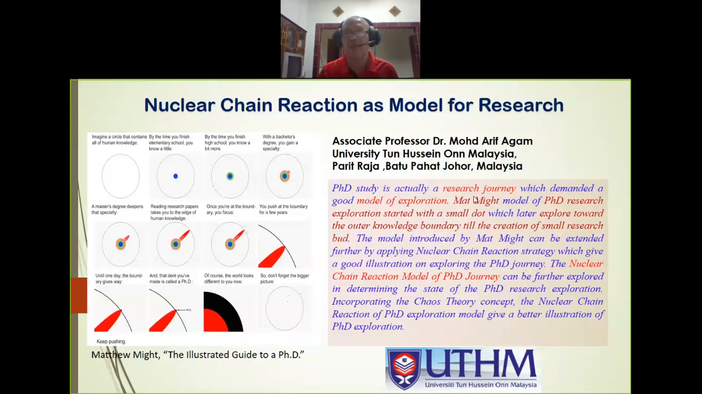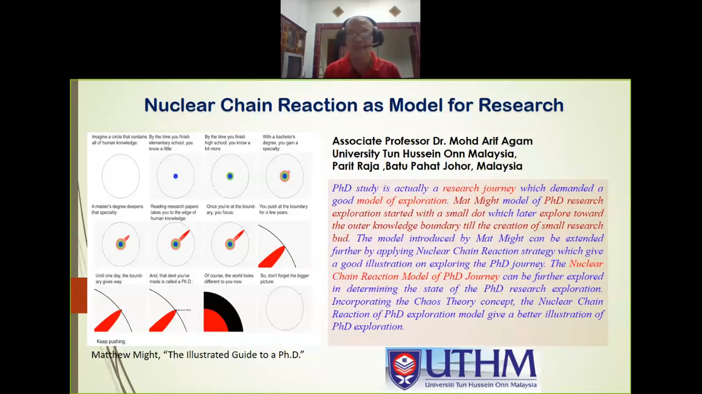PhD is actually a research journey which demands a good model of exploration. So that might give you some kind of idea of how to explore things. And that model started with a small dot, which later explored toward the outer knowledge boundary to the creation of a small research part. So that is the idea given by Mind. The model introduced by Mind can actually be extended further by applying a nuclear chain reaction strategy, to give a good illustration on how to explore your PhD journey.